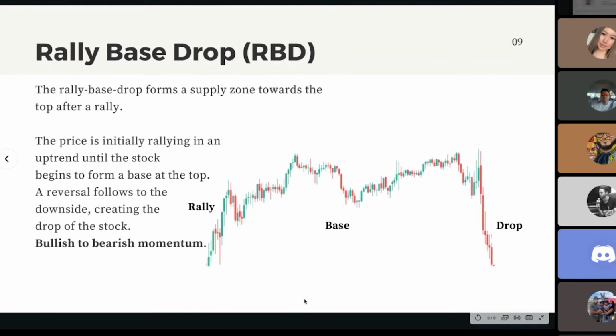So after that one, the last one is rally-base-drop. The rally-base-drop is also something you can just see. The stock's rallying, then it's basing out and dropping.